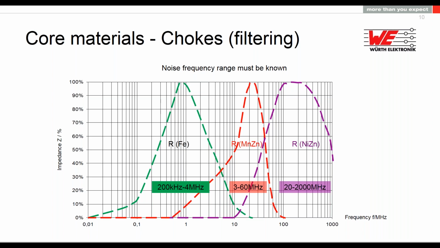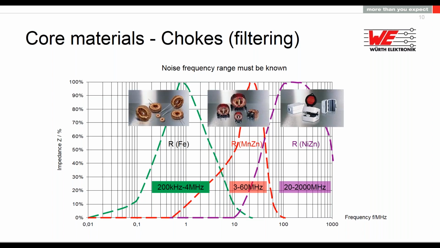Even nickel zinc can work from 10 megahertz to 2 gigahertz, but there are also some limits. Above 2 gigahertz, it will be difficult to use nickel zinc materials any more. But in this bandwidth, you can now see where your noise is situated, and which kind of inductor material you should choose. It's not enough to choose just 22 microhenry or 1 microhenry. I have to choose the right component, the right material, to filter in the right way.